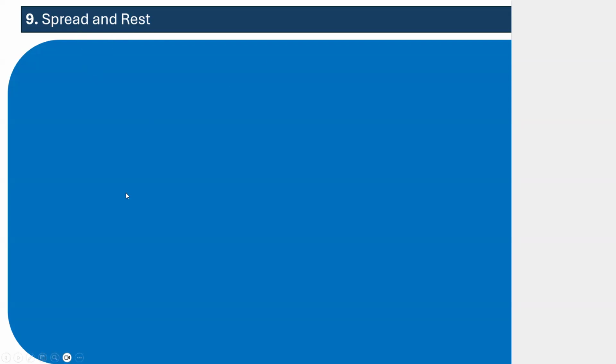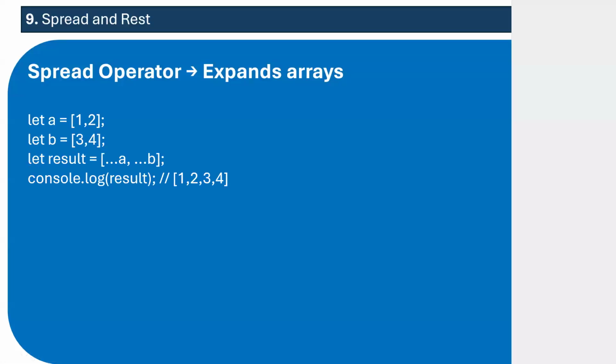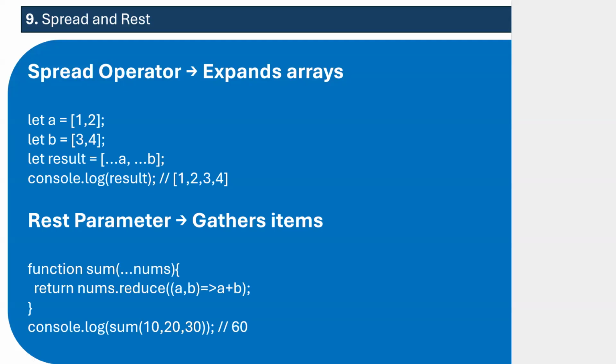So yeah, I have that example also. Don't worry. See, the spread operator expands the arrays. I created array A, array B, and I'm using spread. Result equals 3 dots A, comma 3 dots B. Now if I print result, you'll get 1, 2, 3, 4. Nothing but we joined both arrays. Now the rest parameter gathers multiple elements into a single element.